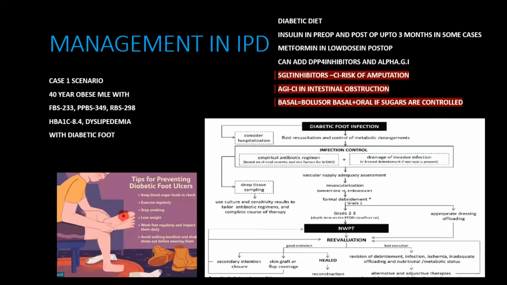because the risk of amputation is more. And in case of intestinal obstruction, alpha glucosidase inhibitors are avoided. Insulin basal bolus, or basal plus oral if sugars are controlled.